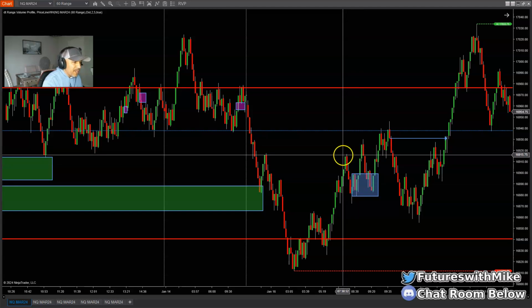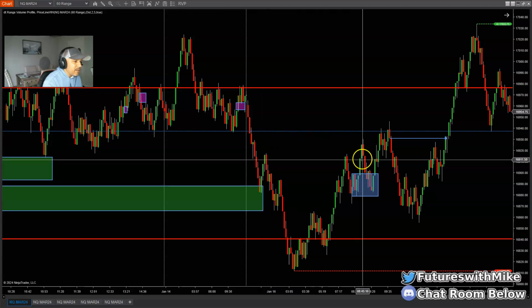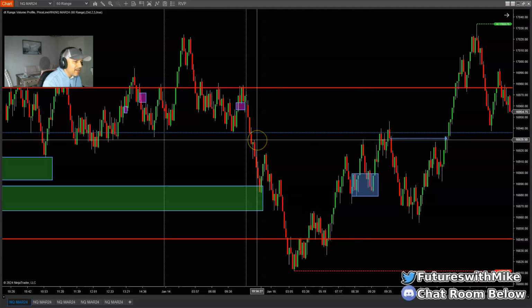So we move higher. We do break this area here, break this high here at 916. It pushes up. We take out this area here. We broke a high at this area here, took this level out at 929.